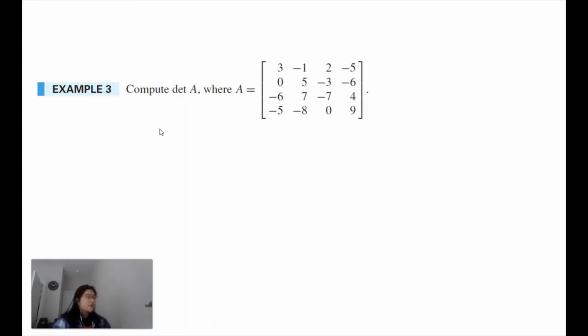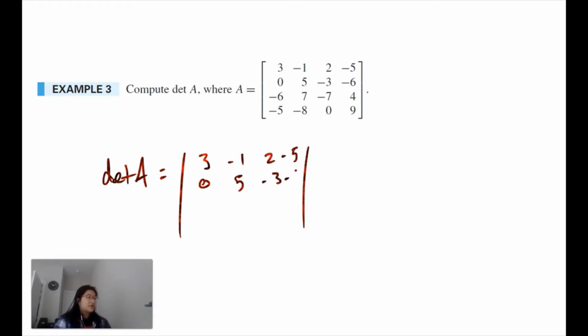So, what happens when we look at the determinant of A? Oh, that's a hard color to read. The determinant of A: we have 3, -1, 2, -5, 0, 5, -3, -6, 0. Let's see, 3 times 2. So then we get 2, and then we got a 5 here. We get 2 times 2 is 4, -3, 2 times -5 is 10, so we get -6, and then we have 5, -8, 0, and 9.